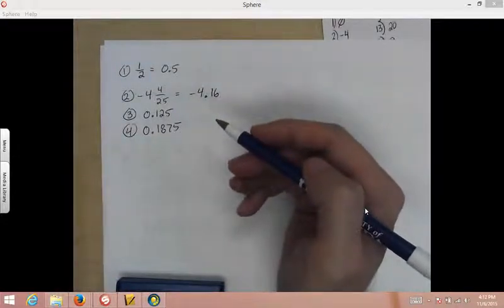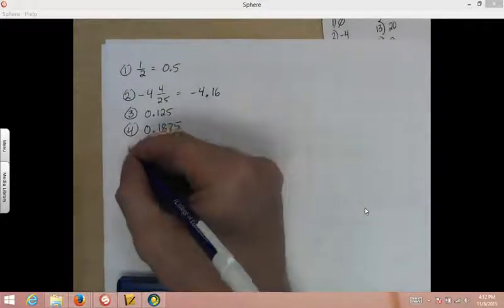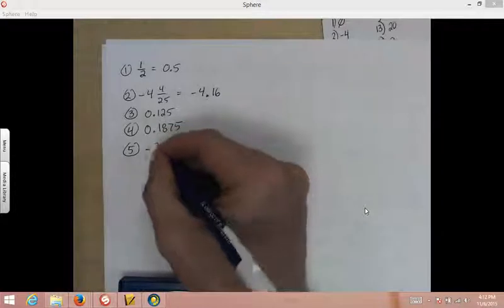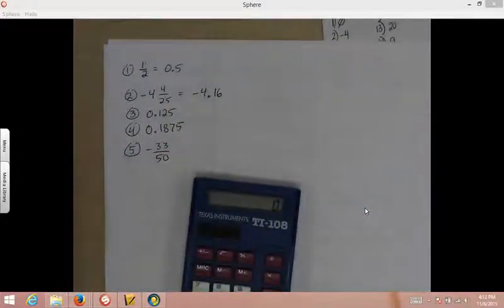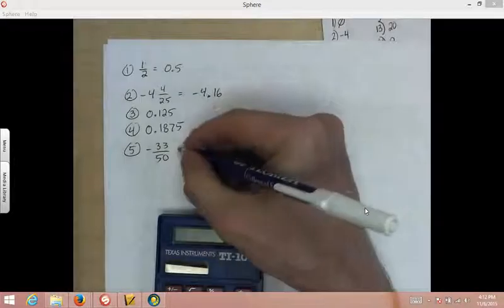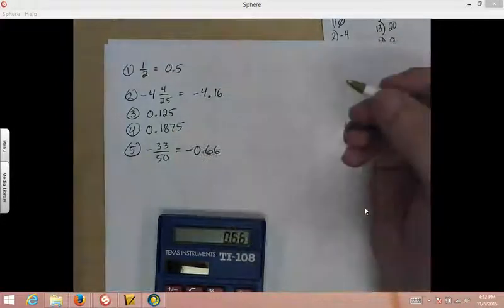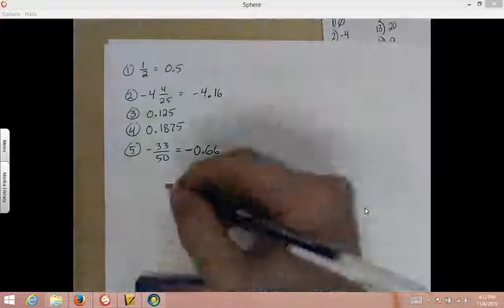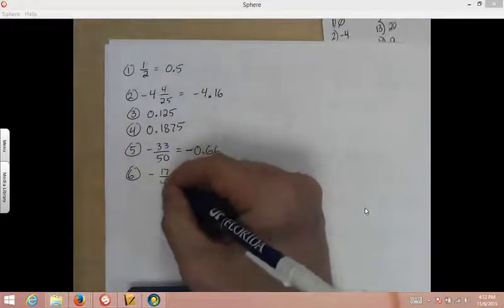Alright, so by now you should have gotten these done, so let's take a look. First one we have for number 5, we've got negative 33 over 50. So 33 divided by 50 equals 0.66. Don't forget, it was negative, so that means this decimal is going to be negative. And there's our answer.